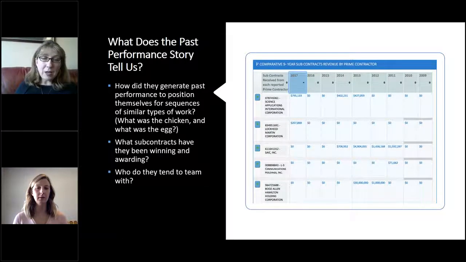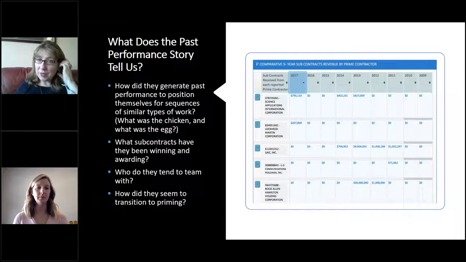Who do they tend to team with in general going after pursuits, and how do they seem to transition to priming? What were their stepping stones? You could see, for example, with Tista, there was a small contract, a training contract for $36,000, and then another contract that was fairly small, and finally they got that $1 million or almost $2 million contract that actually got them to be working as a prime and positioning their past performance for other projects. And there was still a bunch of really small contracts around that.